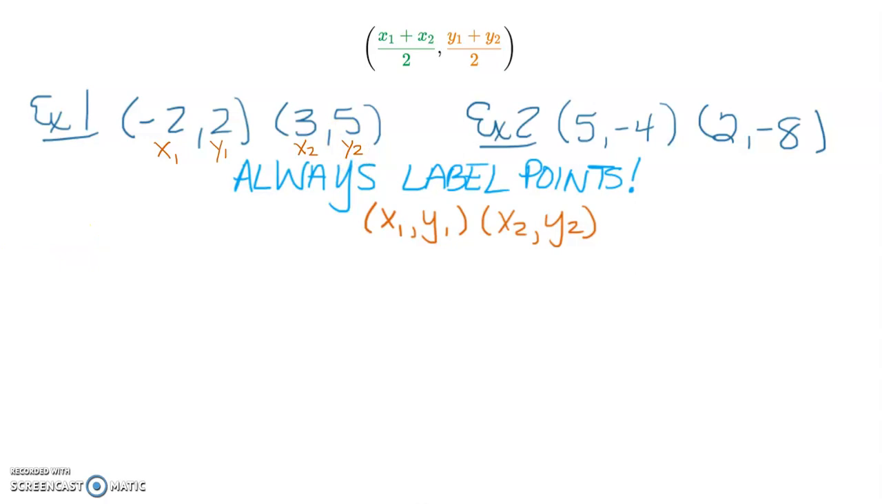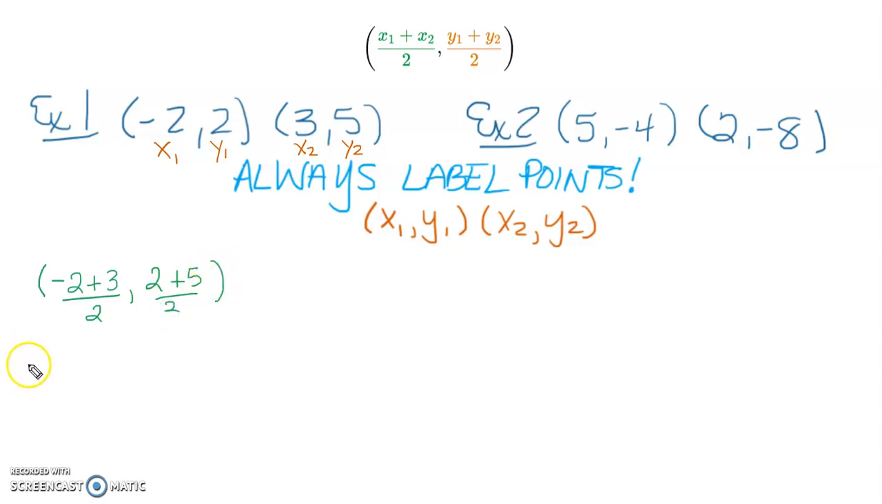Okay, so now we're going to come back and then we're going to perform the midpoint formula. So we're going to take x1, which is -2, and we're going to add that to x2, which is 3, and then we're going to divide that by 2. And then we're going to take y1, which is 2, plus y2, which is 5, and then we're going to divide that by 2.